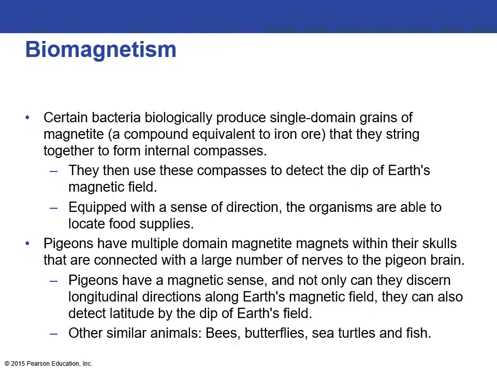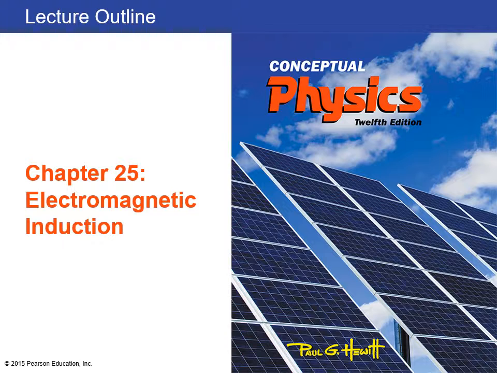So other similar animals that use this magnetism to help know where to go are bees, butterflies, sea turtles, fish. So if you wonder how animals know how to get from place to place, part of it is through magnetism. So that's the end of chapter 24. We're going to move on to chapter 25 next, which is on electromagnetic induction.